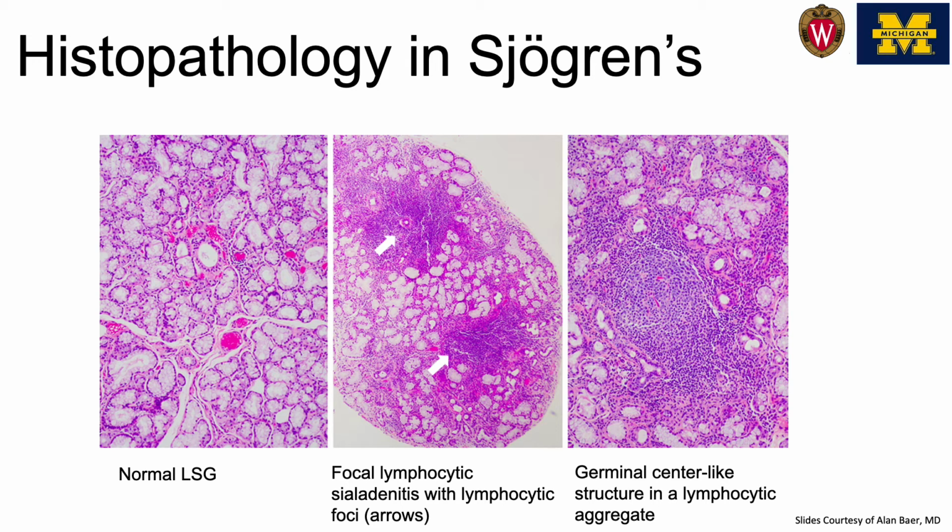Here's an example of the histopathology in Sjögren's. Here is a normal labial salivary gland biopsy on the left. These slides, I should note, were provided by Dr. Alan Baer, and I appreciate him donating the slide images for this talk. Here are examples of focal lymphocytic sialadenitis with lymphocytic foci. And here's an image of a germinal center-like structure in a lymphocytic aggregate.